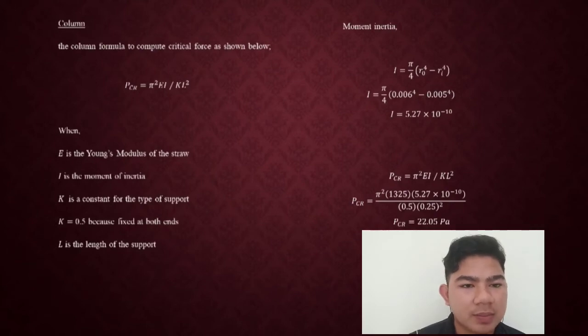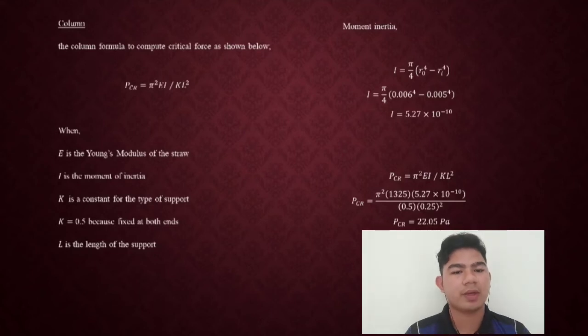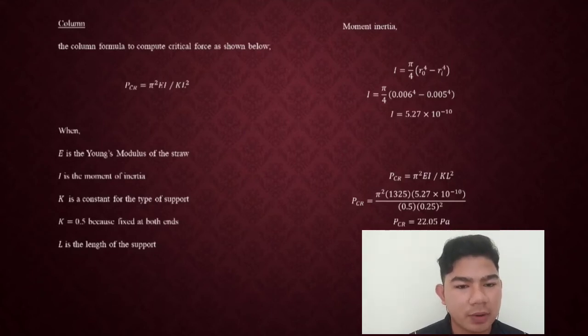The column formula is P_cr equals pi squared EI over KL squared, where E is the Young modulus of the straw, I is the moment of inertia, K is the constant for the type of support, K is 0.5 because fixed at both ends, and L is the length of the support.